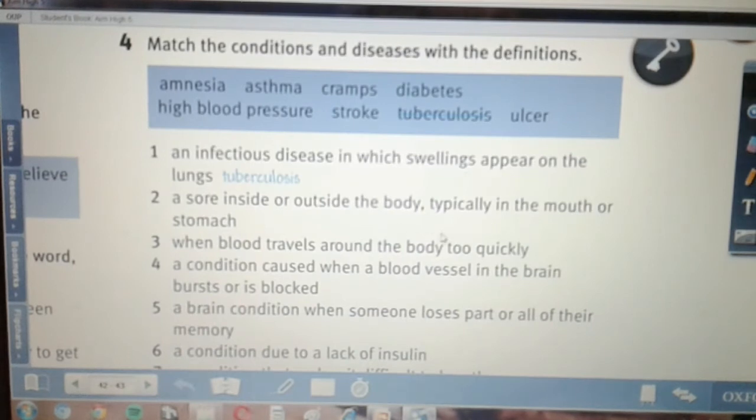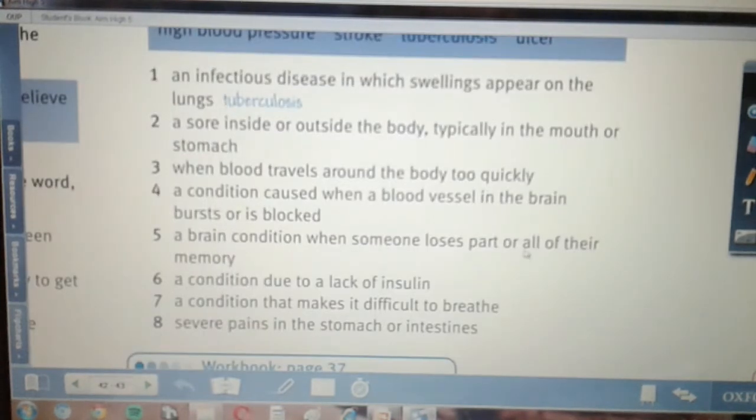This one is called, which one? Amnesia, asthma, cramps, diabetes, high blood pressure, stroke, or ulcer. It is ulcer. Okay, now move on to number 3. When blood travels round the body too quickly, this condition is called high blood pressure. Okay. Next, number 4.